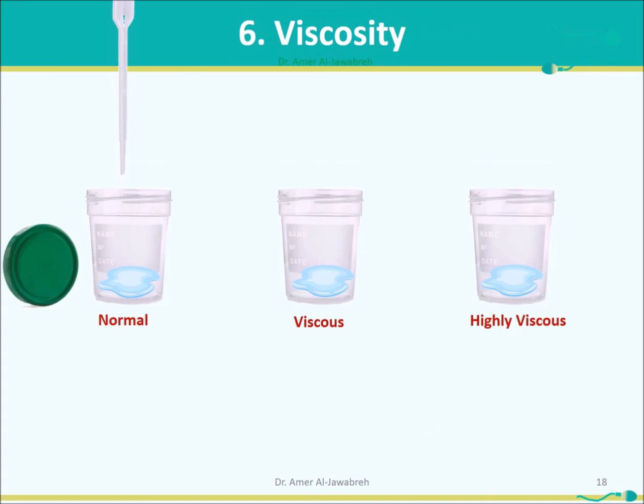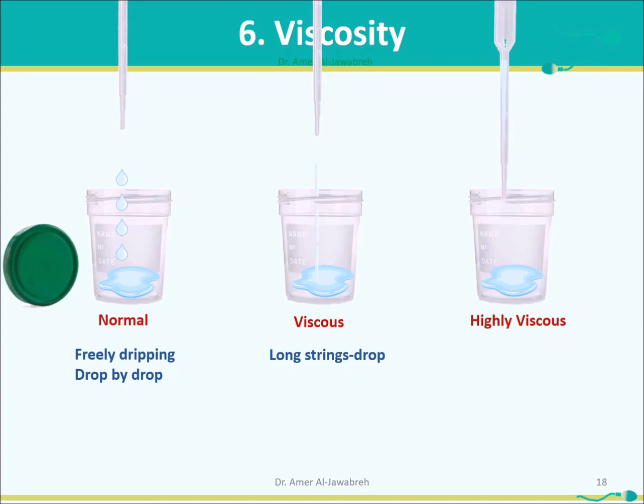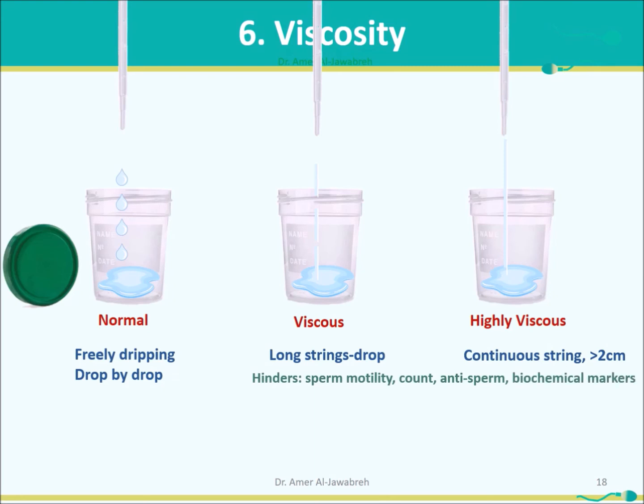Viscosity. Normal: freely dripping, drop by drop. Viscous: long strings or drops. Highly viscous: continuous string, more than 2 centimeters long. Viscosity hinders sperm motility, count, antisperm tests, and biochemical markers. Causes: prostatic dysfunction, infection, and anti-sperm antibodies.